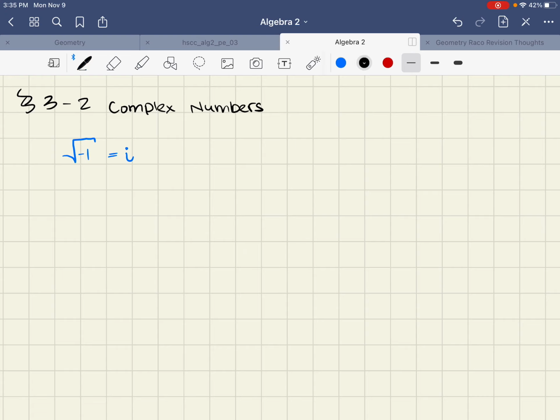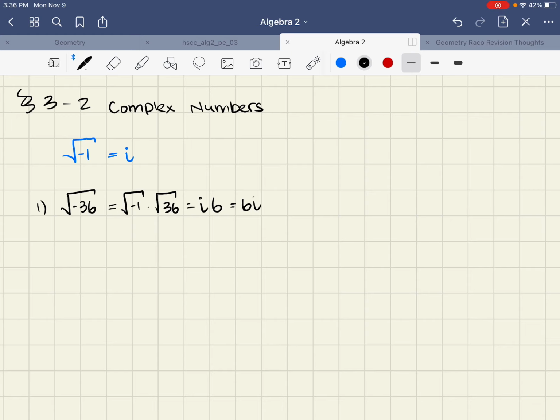All right, so what does this mean for us? Well, let's try to simplify some problems. Suppose we have the square root of negative 36. Using the definition of the square root of a negative, we can write the square root of negative 1 times the square root of 36, and understanding that the square root of negative 1 is just i, we can write i, and the square root of 36 is 6, so our answer is going to be 6i.